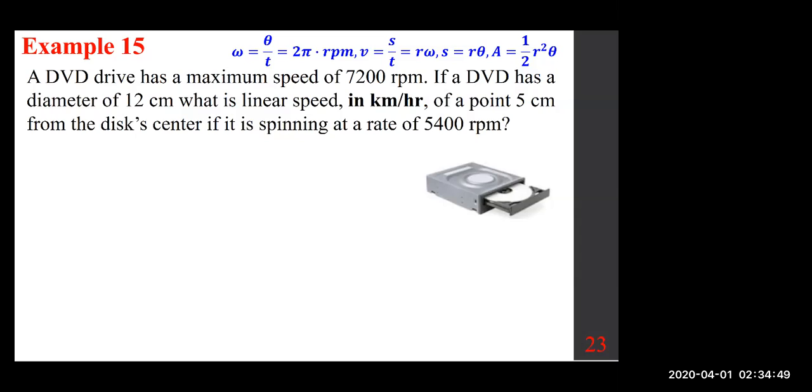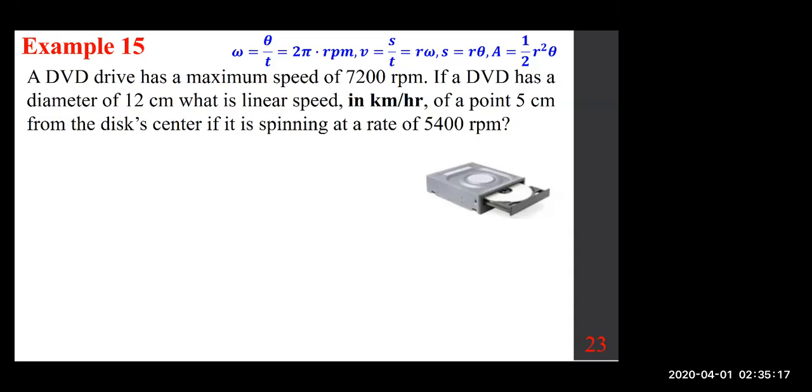Could somebody read this question for us, please? A DVD drive has a maximum speed of 7,200 RPM. If a DVD has a diameter of 12 centimeters, what is the linear speed in kilometers per hour of a point 5 centimeters from the disk center if it is spinning at a rate of 5,400 RPM? Thank you so much.